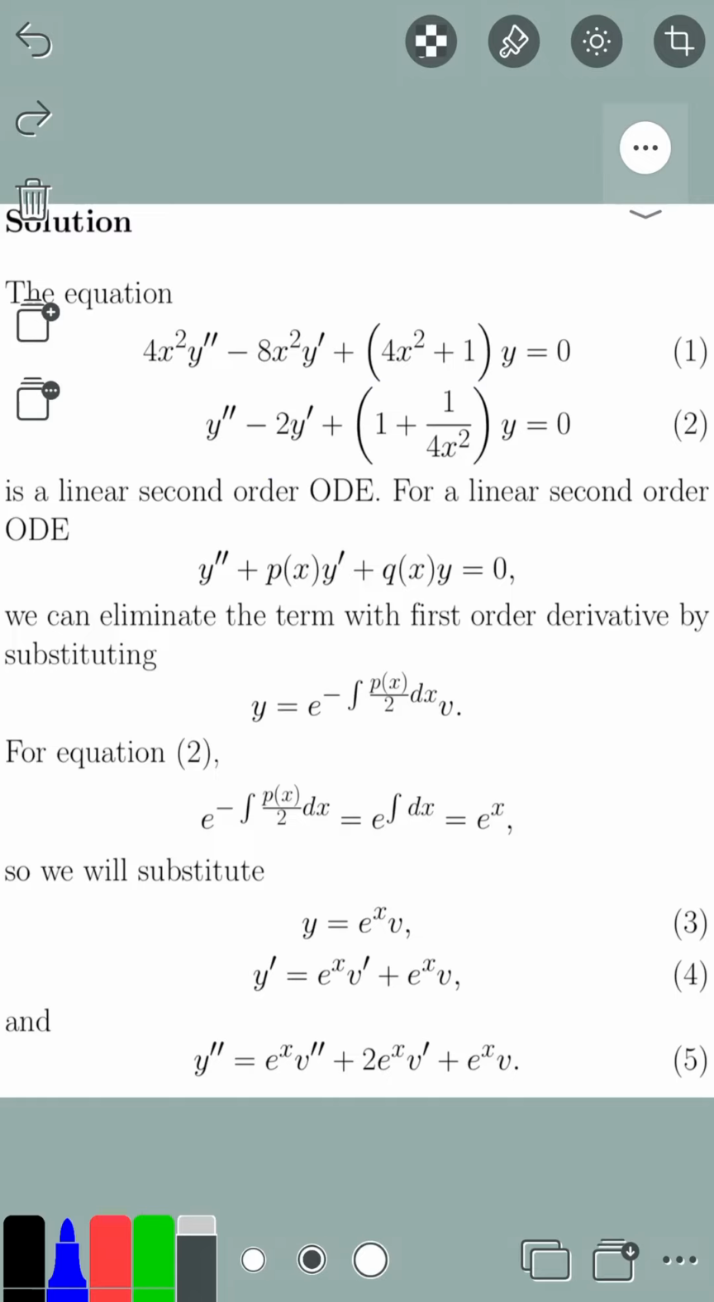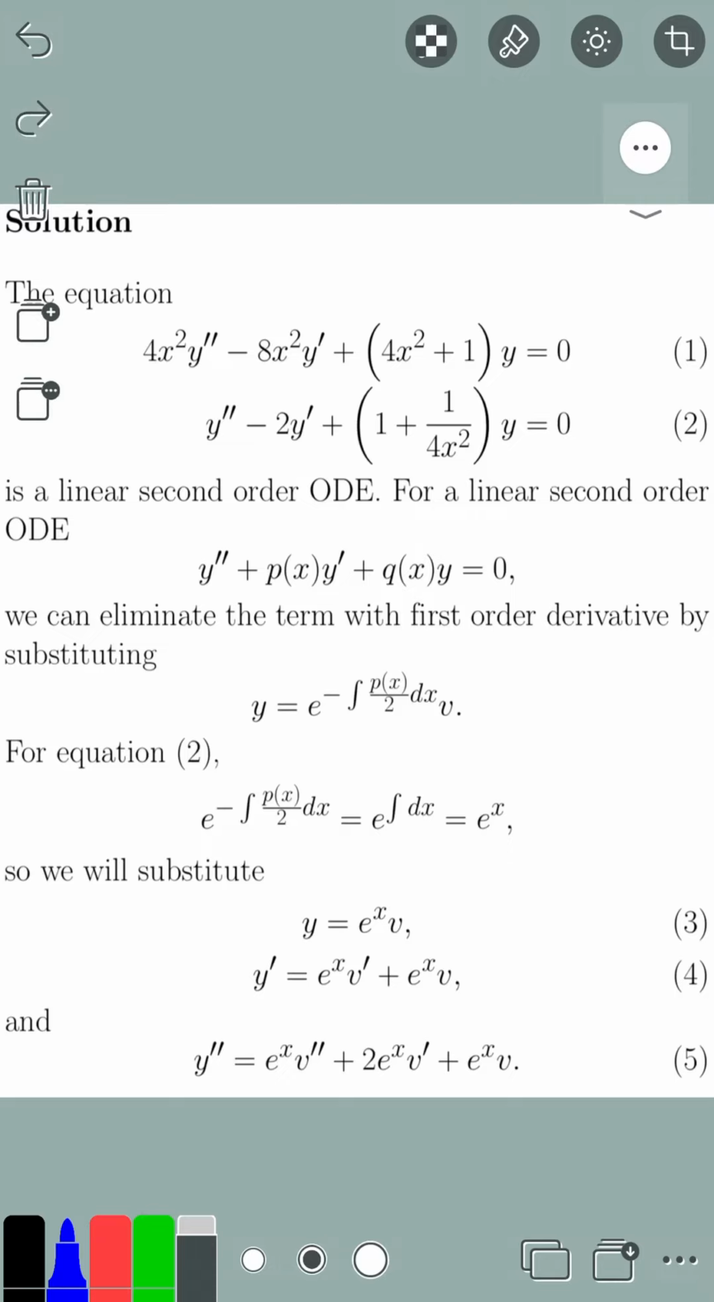In general, for a linear second order differential equation of the form y double prime plus p(x) times y prime plus q(x) times y is equal to 0, where p(x) and q(x) are functions of x, we can eliminate the term with the first order derivative by substituting y is equal to e to the integral of negative p over 2 dx, times v.